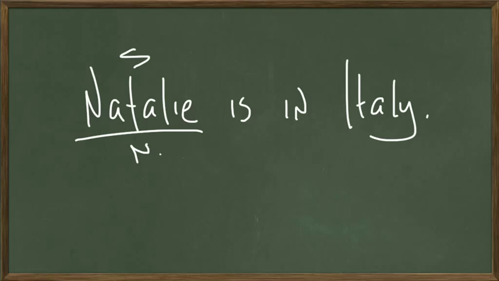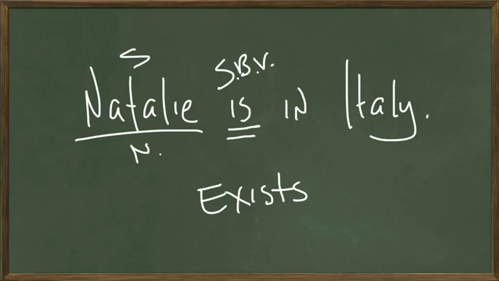Identify the verb. The verb in this sentence is the word is. Is a state of being verb in this case. I have my students write SBV above it, state of being verb. If you can replace the state of being verb with the word exists, it's a state of being verb. If you cannot replace it with the word exists, it's probably a helping verb or a linking verb. And we'll talk more about this in future episodes.